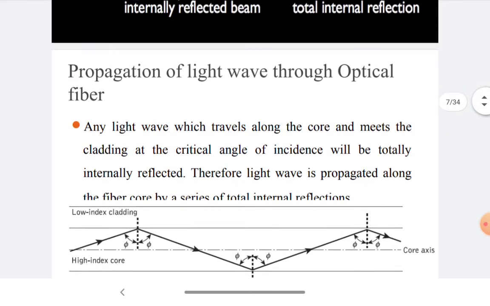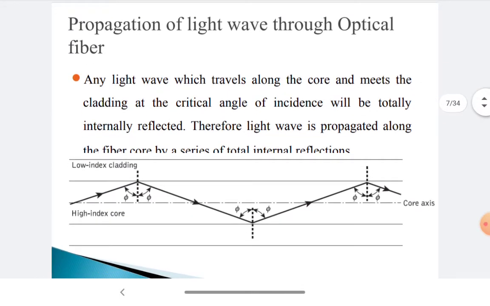Next part: propagation of light wave through the optical fiber. In the last lecture also I told you about this. Now you can see a low index cladding and a high index core, meaning the core index is high compared to the low index cladding, and there is an angle phi with respect to the normal. That is the actual function of this phi angle, so that the light stays totally inside the core. The light should not go outside the cladding.